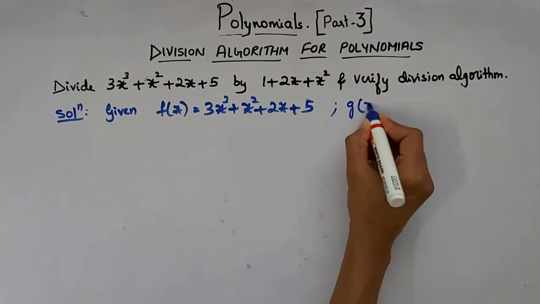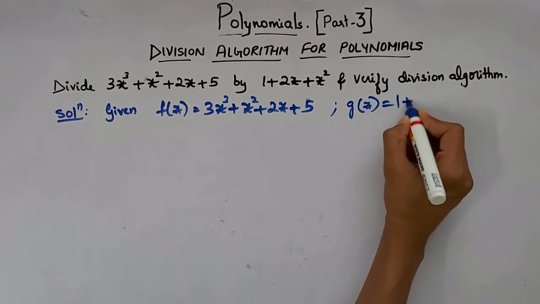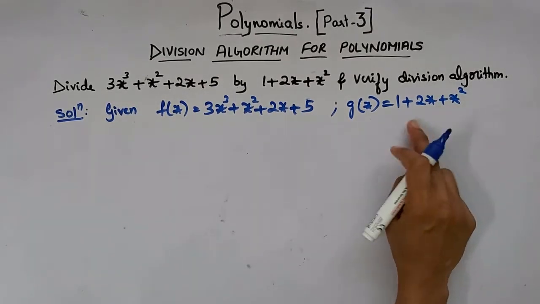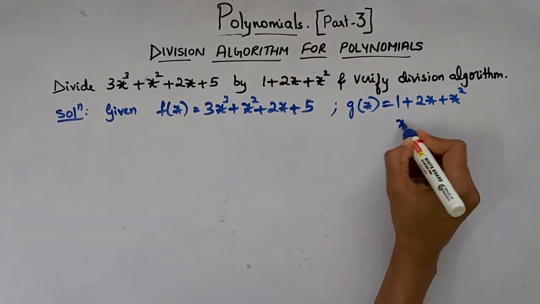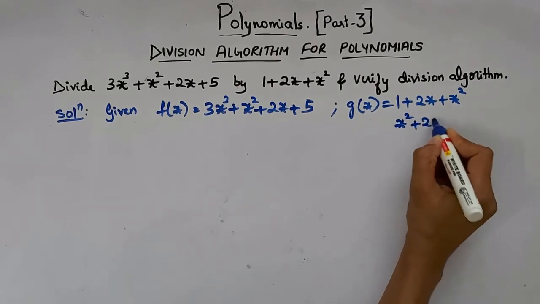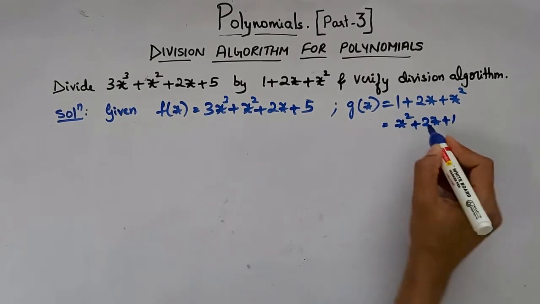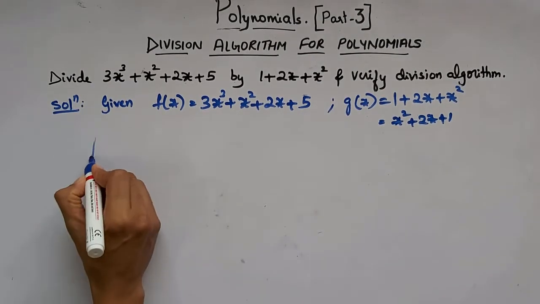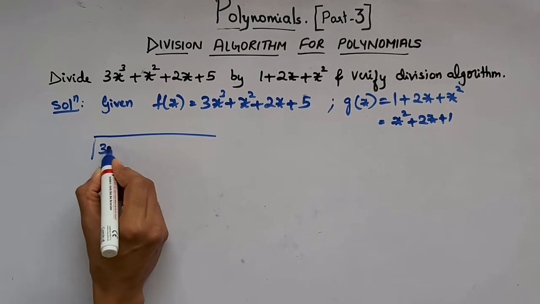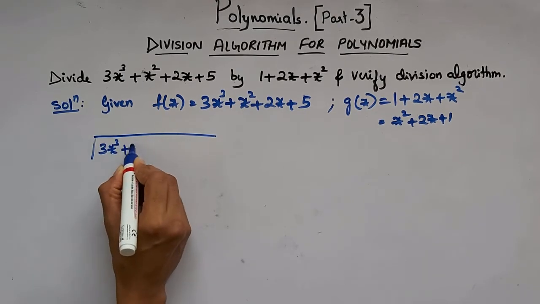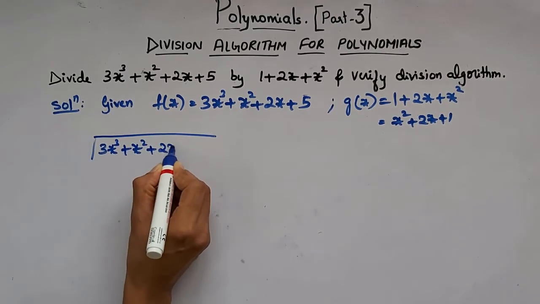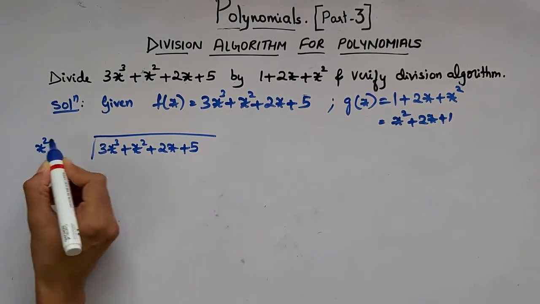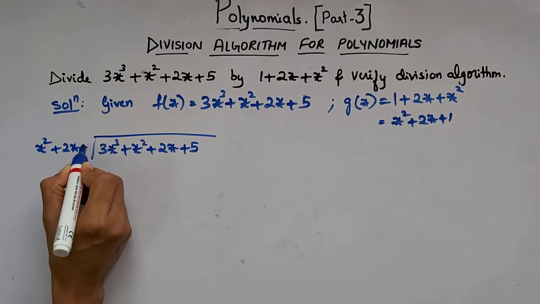Now g of x is 1 plus 2x plus x square. This you have to write in decreasing order of their degrees, so x square will come first, plus 2x plus 1. Now we'll divide this by this. That is, we have 3x cube plus x square plus 2x plus 5, and g of x is x square plus 2x plus 1.